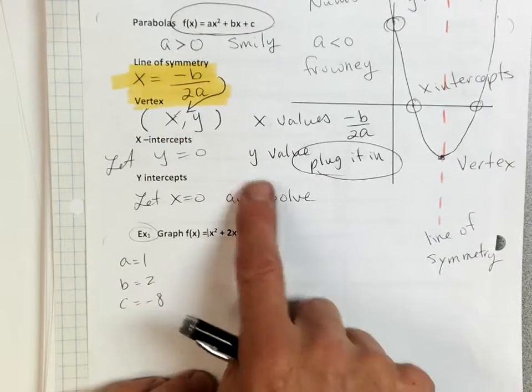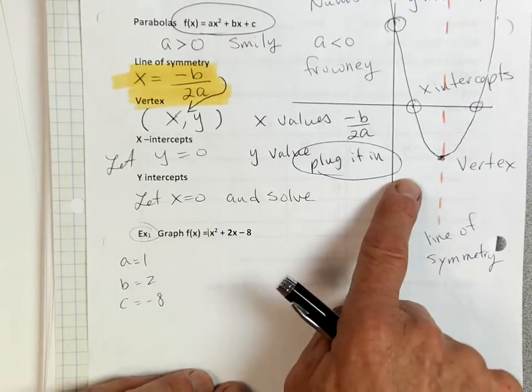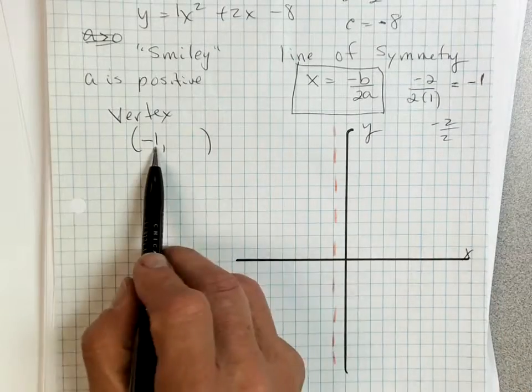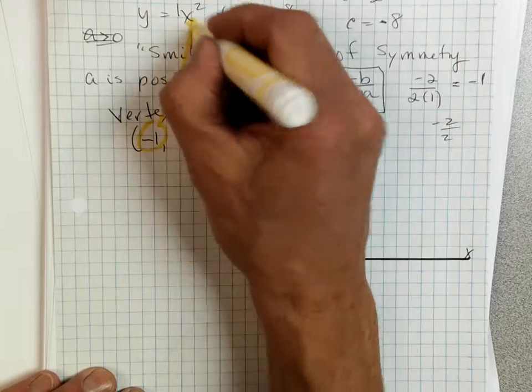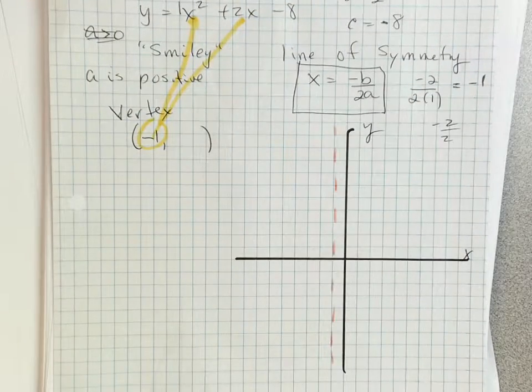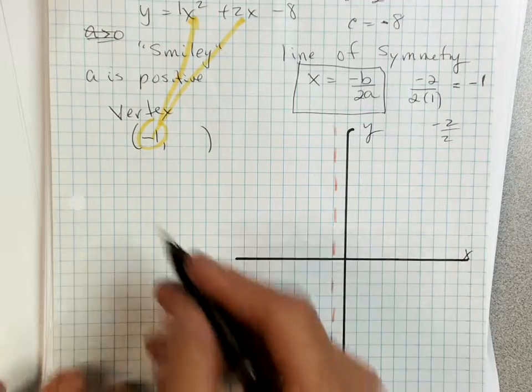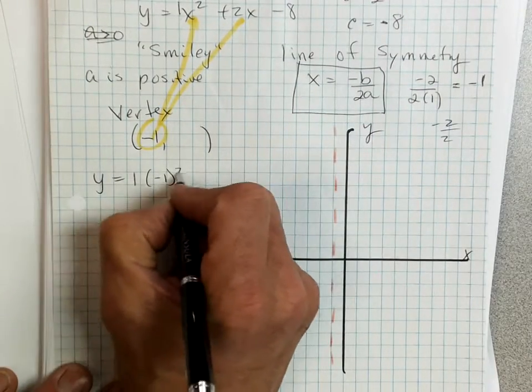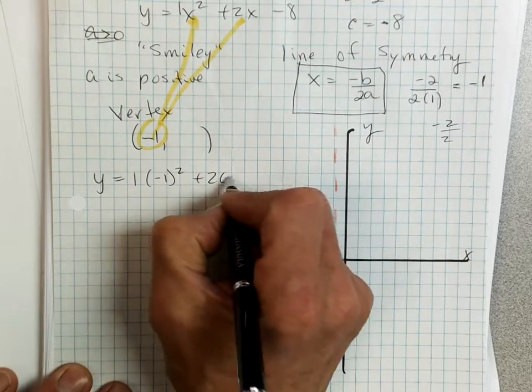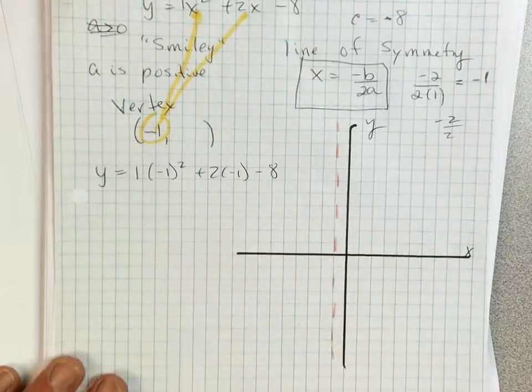So then I say, okay, to get the y value, plug it in. Well, what do I mean by plug it in? We're going to plug negative 1 into x. But I've got two different x's, don't I? Plug them into both. So I'm going to go y equals 1 times the negative 1 squared plus 2 times the negative 1 minus 8. Okay, how am I doing?